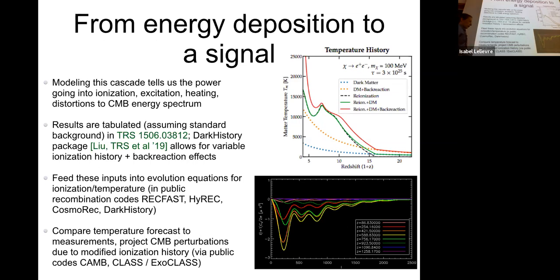So this plot on the right is, again using codes like HyRec or CLASS with ExoCLASS, you can forecast how changes to the ionization history should affect the anisotropy spectrum of the cosmic microwave background. This is an example of what that looks like. This is a perturbation to the C_ells of the cosmic microwave background, corresponding to energy being dumped into ionization at different epochs in the universe's history.